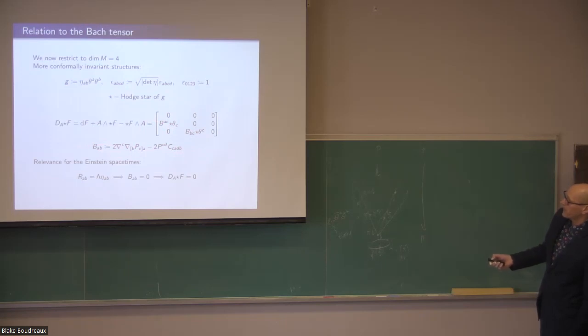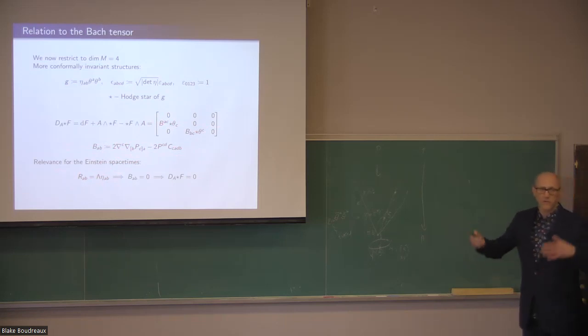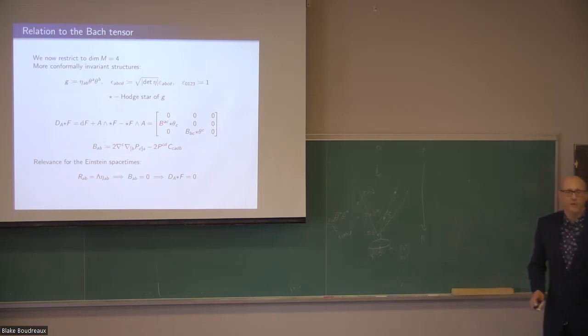And as you can see from the formula, if Einstein equations are satisfied with cosmological constant of arbitrary sign or zero, then indeed the Bach tensor vanishes. And moreover, from the conformal properties of F, this Bach tensor condition is conformally invariant. So you can see explicitly here why we have a conformally invariant condition, which is necessary for the Einstein equations.